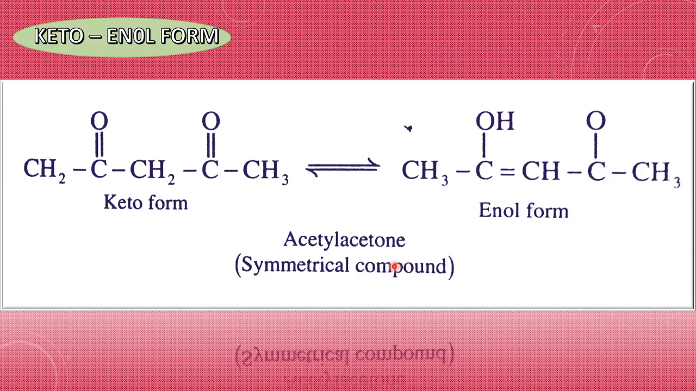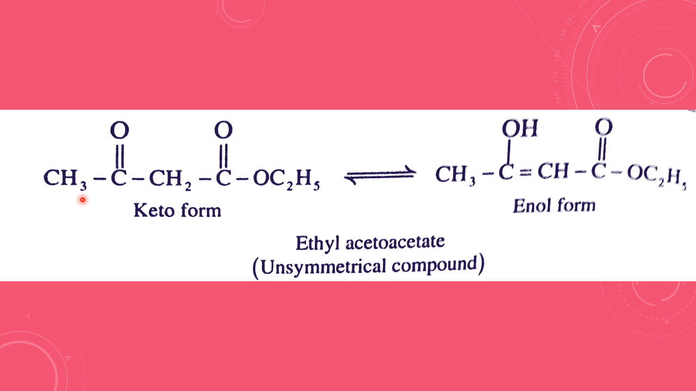See the next example: CH3 C double bond O, CH2, C double bond O, C2H5. Here the carbonyl group is attached on both sides. Carbon is in ketone form. Here is also C double bond O, C2H5, and here is the carbon, so it is a ketone form. The same here: carbon-carbon double bond is present, meaning this hydrogen is attached to this oxygen, and here is the formation of a carbon-carbon double bond, and this carbon-oxygen converts into a single bond, with the presence of a hydroxyl group.